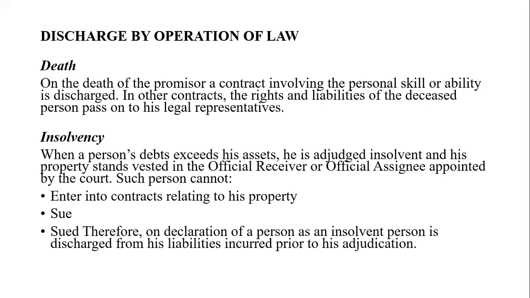The second was the insolvency. When a person's debt exceeds his assets, he is adjudged insolvent and his property is vested in the official receiver or official assignee appointed by the court. So such a person cannot enter into a contract relating to his property, sue, or be sued. Therefore, a person declared insolvent is discharged from his liabilities incurred prior to his adjudication. So if anyone is declared insolvent, then he will be discharged from any current contract as well.